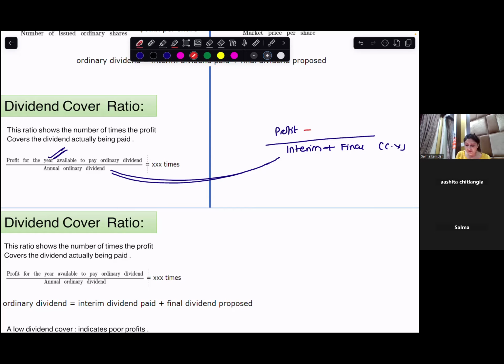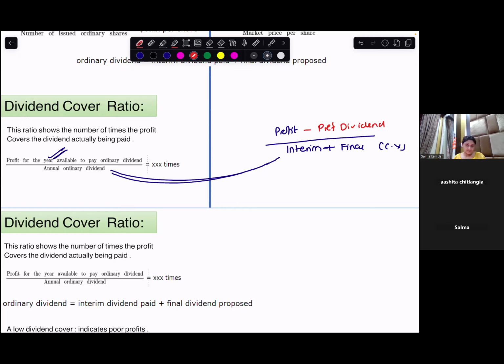From the profit, you will first minus the preference dividend. When you first minus the preference dividend, you get the profit that is available to pay the ordinary shareholders. So, the dividend cover ratio, what does it tell you? The profit that is available to pay the dividend.